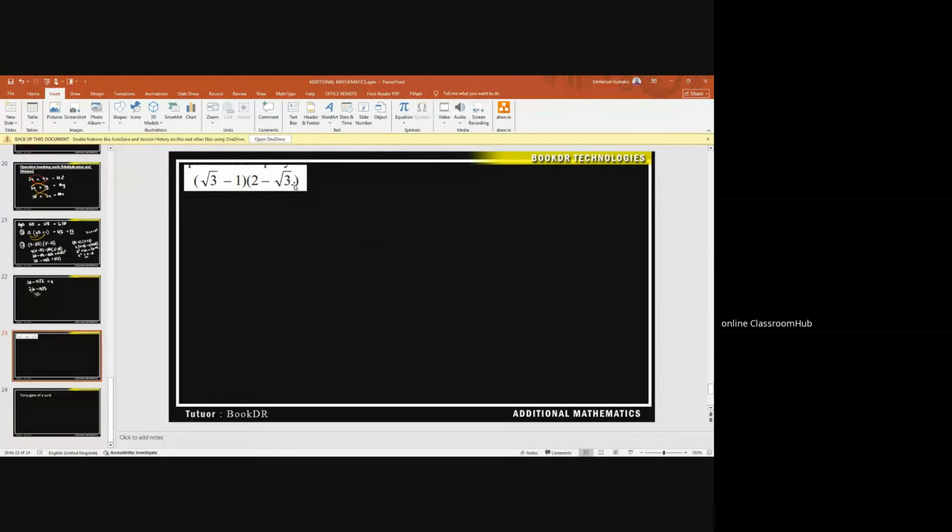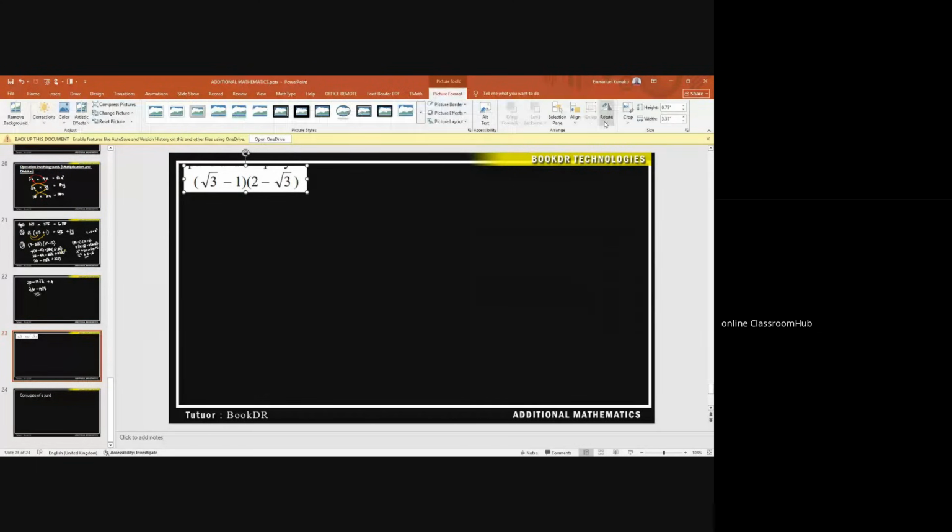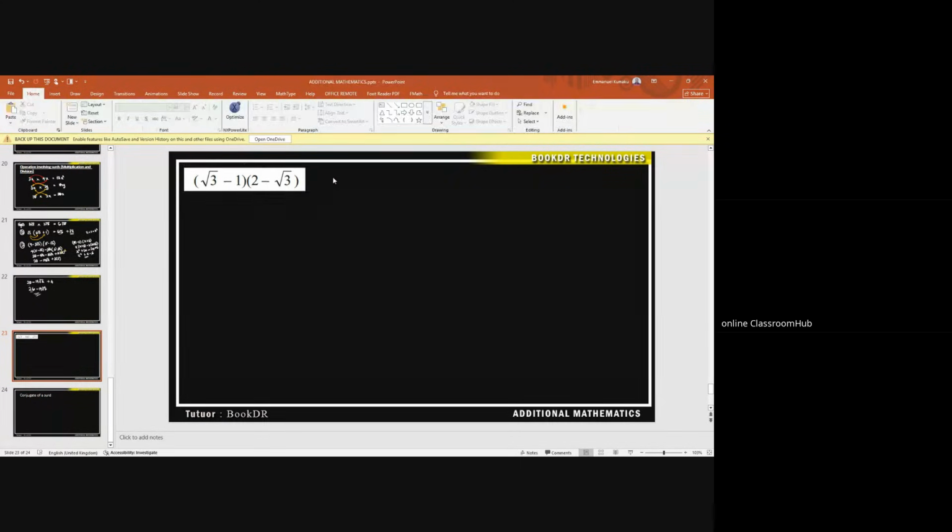So we have one bracket, √3 minus 1, and another bracket, 2 minus √3. Try this in 1 minute. 1 minute is too far. Try this in 30 seconds. We can do this in 30 seconds. I believe you. So when you are done and you know the answer, you can raise up your hand.